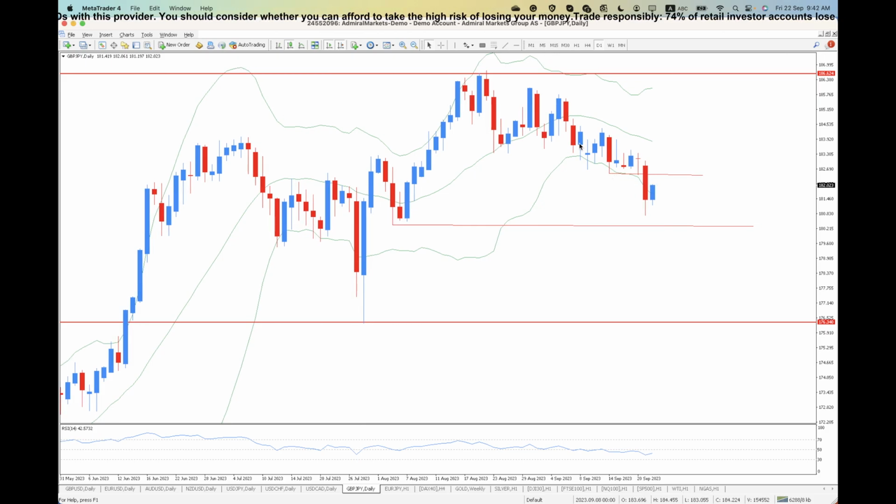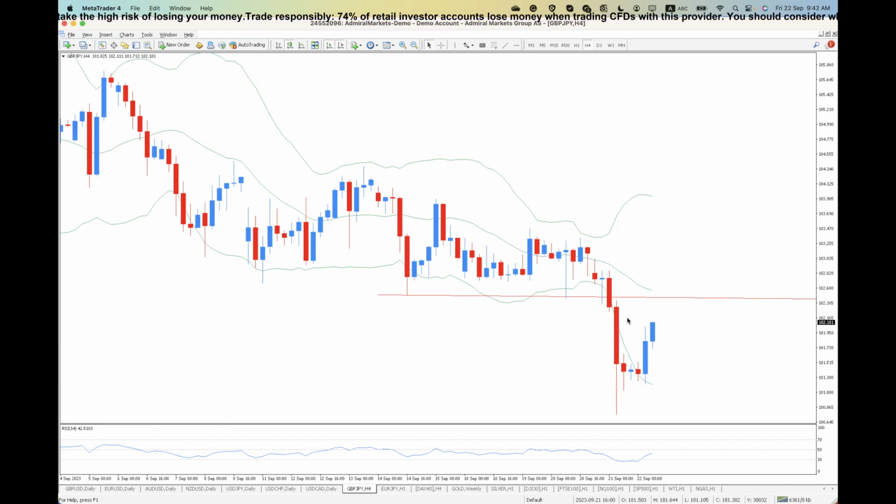So here it's a daily support, broke to the downside. 4-hour chart. So we have this inside resistance now, if we want to see price rejection at this point here, right?